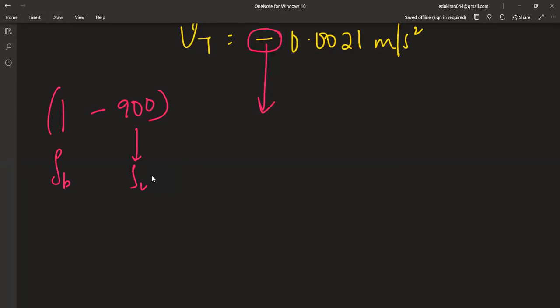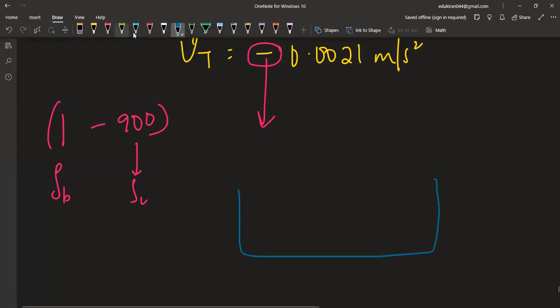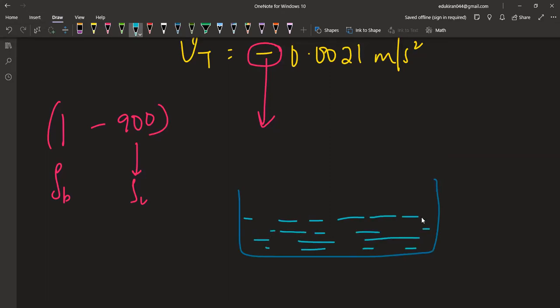This is lesser. So it means if the density of the liquid is more and something is very light. Have you seen the water and air bubble case? Let me explain this. See, suppose you have a container. In this container, you have filled it completely with water. You have two things, one is air, one is water.